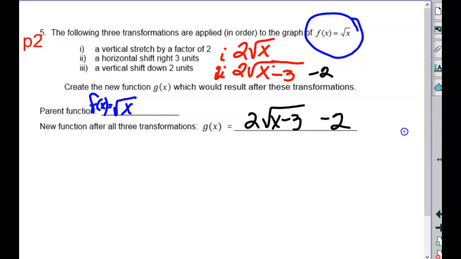Reflect over x is where? It's changing y values, so it's out in front, okay? If it had said reflect across the y, then the negative would be inside. Good.